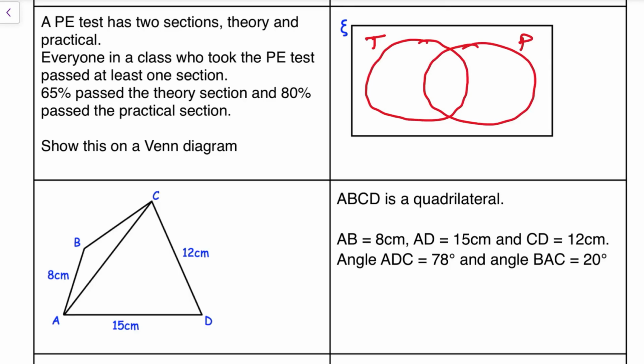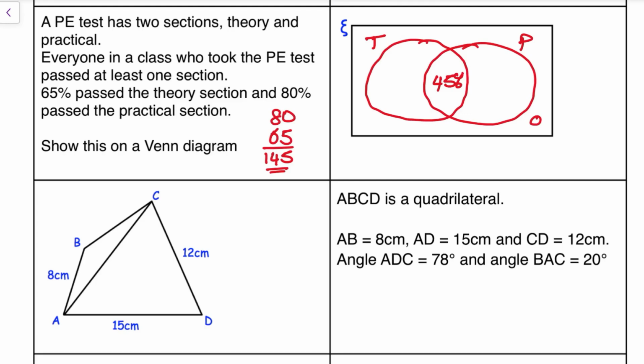65% passed theory, 80% passed practical. Okay, so the important part about everyone passing at least one means there is 0% who passed neither, which means this 80% plus the 65% must go in the circles. The problem is 80 plus 65 is 145, which is in excess of 100. I can't have more than 100%. So that repeated 45% must go in the middle.